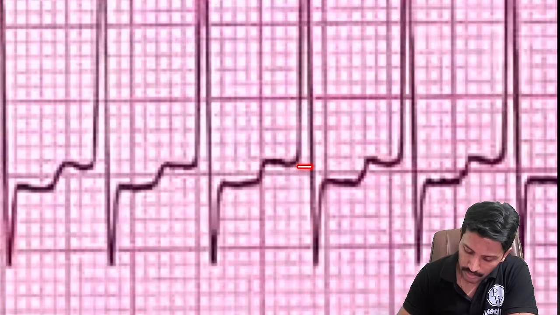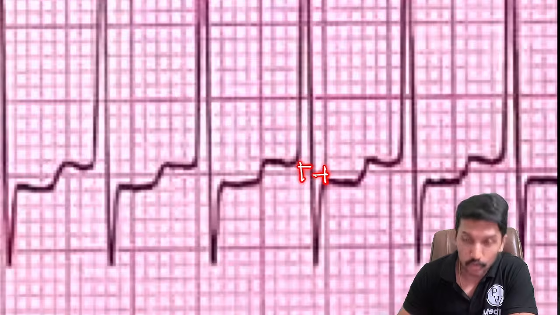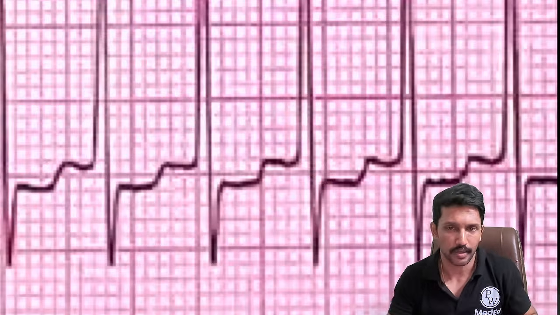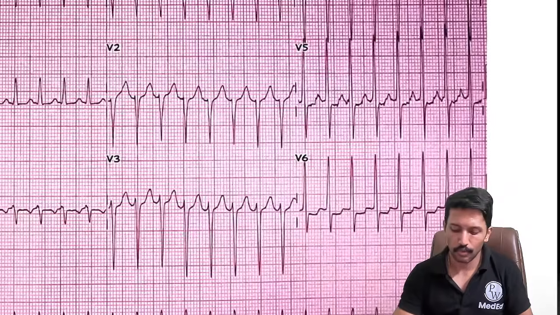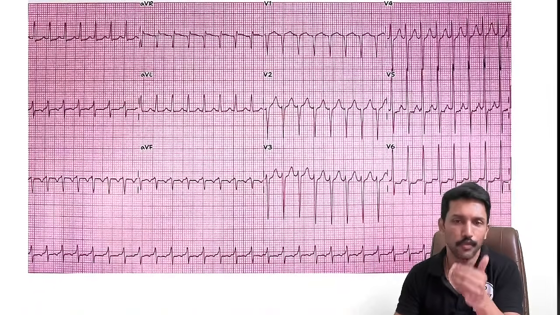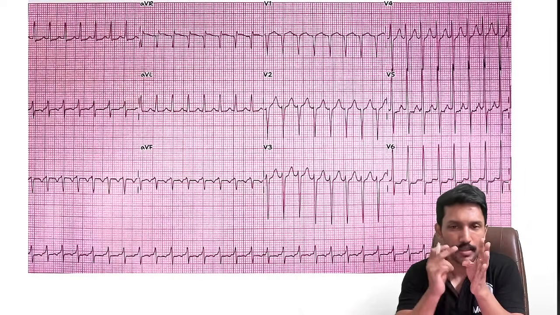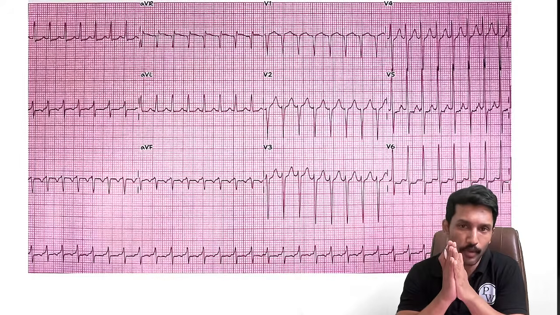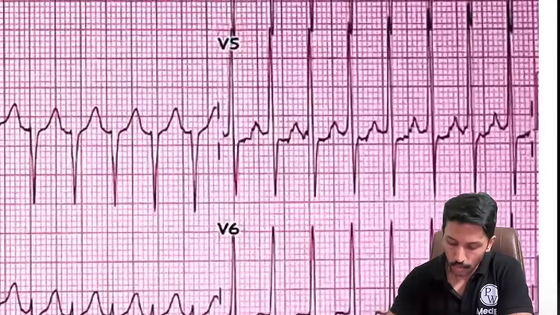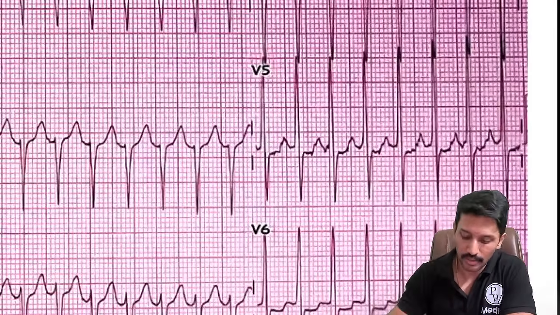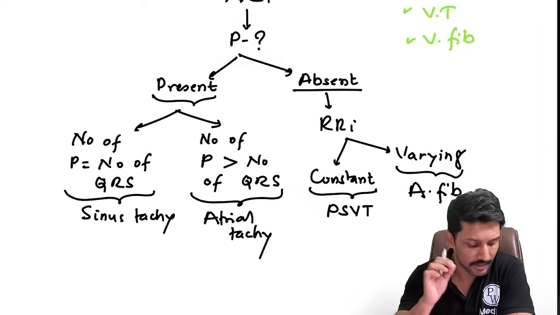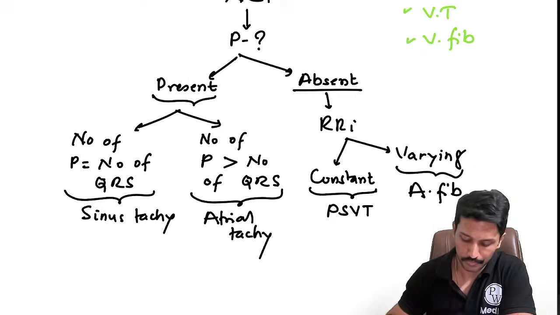So here, 1 small box here, 1 here. So there's only 2 small boxes. So the QRS duration is 80 milliseconds. This is not wide. If it is not wide, I have already ruled out VT and VFib. I am left with sinus tachycardia, atrial tachycardia, PSVT and atrial fibrillation. Now for narrow complex tachyarrhythmias, what's my next step? To see whether P is clearly identifiable, present or not.